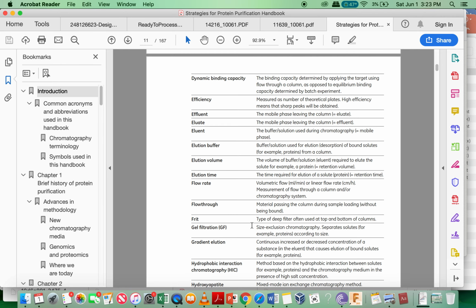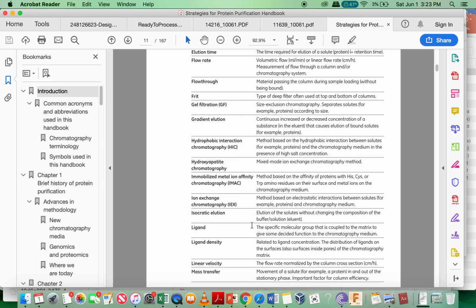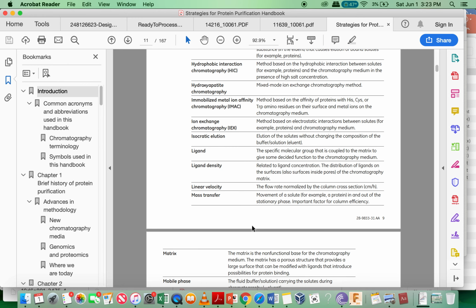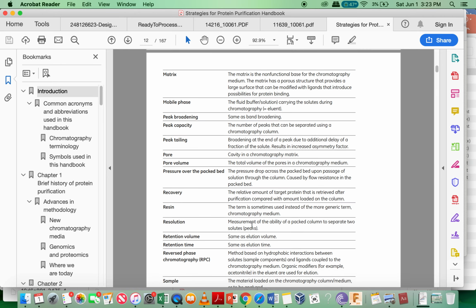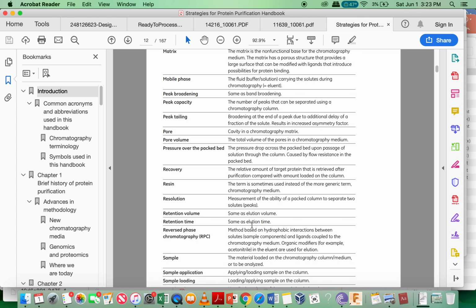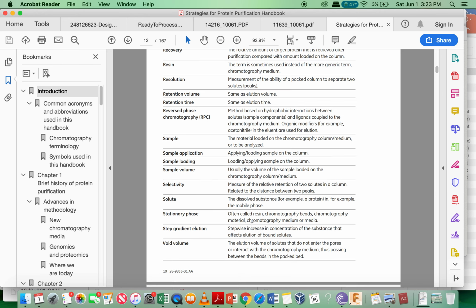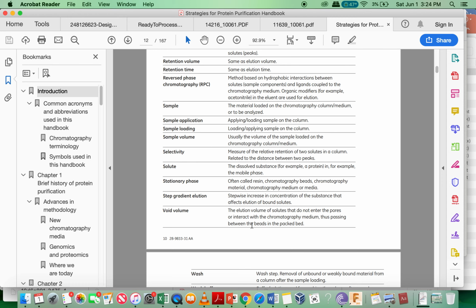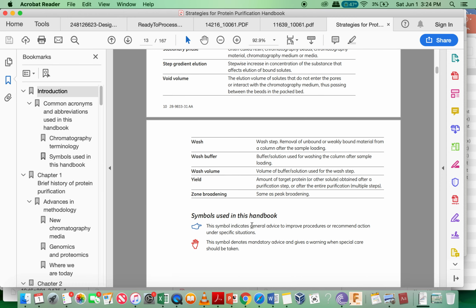Dynamic binding capacity, efficiency, effluent, elution buffer, elution volume, elution time, flow rate, flow through, frit, gel filtration, gradient elution, hydrophobic interaction, hydroxyapatite chromatography, ion exchange chromatography, isocratic elution, ligand density, linear velocity, mass transfer, matrix, mobile phase, peak broadening, peak capacity, peak tailing, pore volume, pressure over the packed bed, recovery, resolution, retention volume, retention time, reverse phase chromatography, sample application, sample loading, sample volume, selectivity, solute, stationary phase, step gradient elution, void volume, wash buffer, wash volume, yield, and zone broadening.